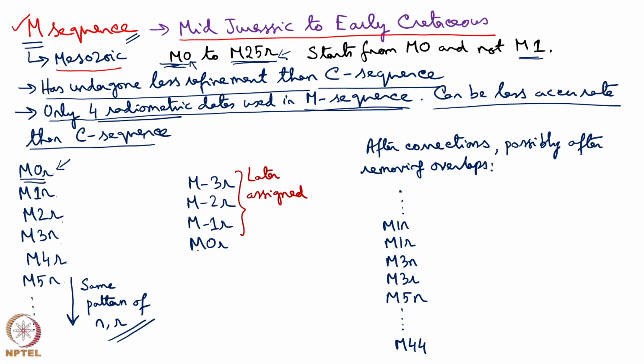If I write this M0R over here, subsequent findings found the younger units. Now, since it is 0, 1, 2, 3 going down, if we go upward, that has to be a negative number, and that is what has been written here: M minus 1R, then M minus 2R, then M minus 3R. These were assigned later than this initial presentation.